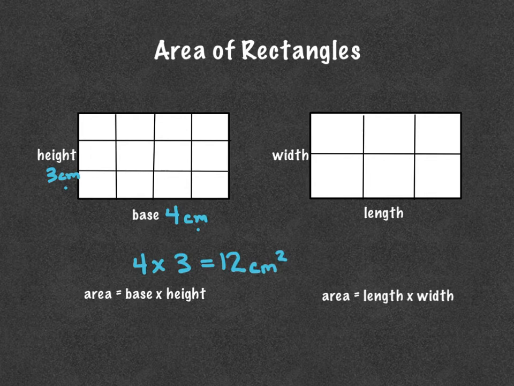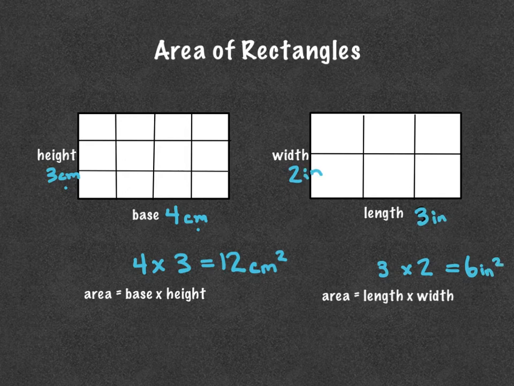And then for the next one, the length is 3, and the width is 2. So length 3 times width, which is 2, equals 6. And let's say it was in inches. So 6 inches, and then we need our little exponent at the top to say squared. So 6 inches squared is how you would read that.